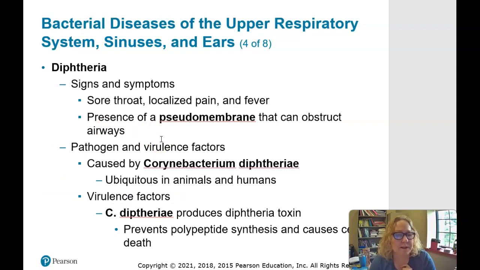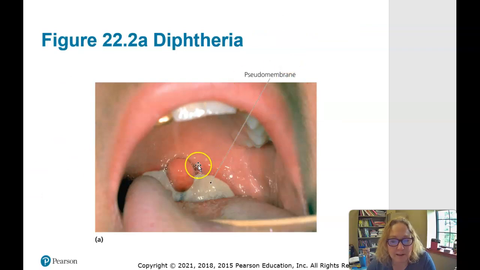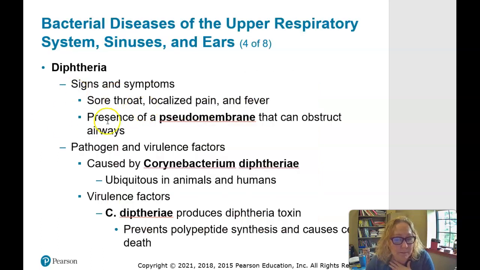So this is sore throat, localized fever, pain, and the presence of a pseudomembrane that obstructs the airway. Let me show you a picture of that. So basically this is the pseudomembrane, and you can see that this would not be great, right? You're not going to be able to swallow, you're not going to be able to breathe. Nobody wants that. That is really the main sign, symptom, and virulence factor of diphtheria. You're going to get that in your throat, you're not going to be able to breathe properly, and you're not going to be able to eat very well.